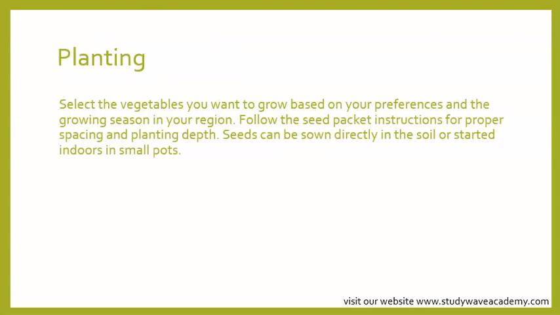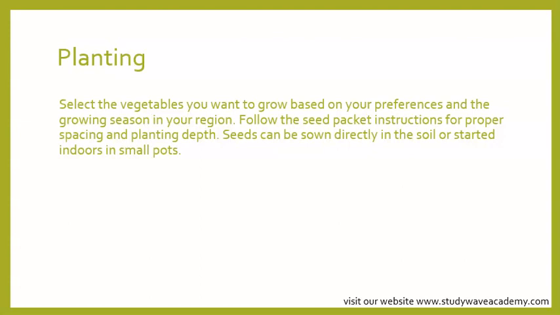Then planting. Select the vegetables you want to grow based on your preferences and the growing season in your region. Follow the seed packet instructions for proper spacing and planting depth. Seeds can be sown directly in the soil or started indoors in small pots. Okay? Do we understand?